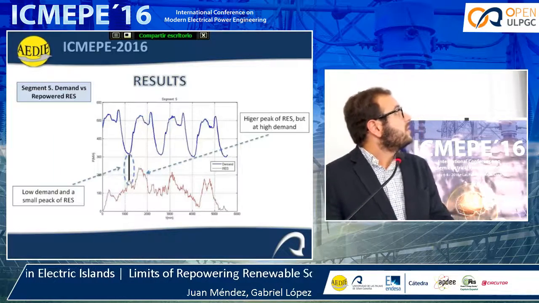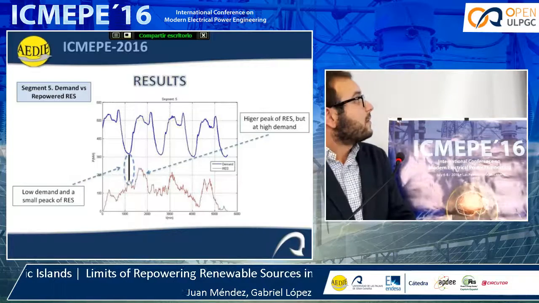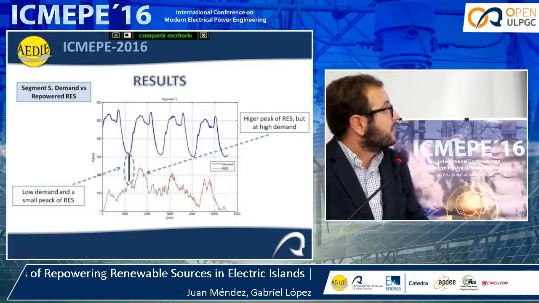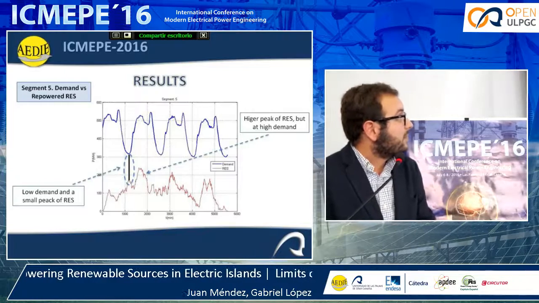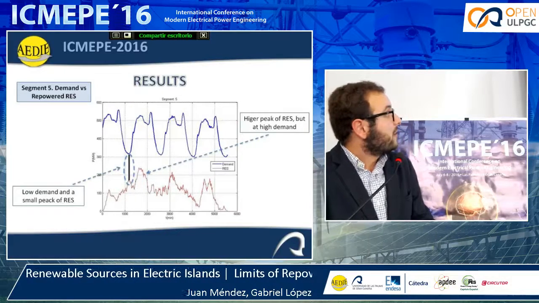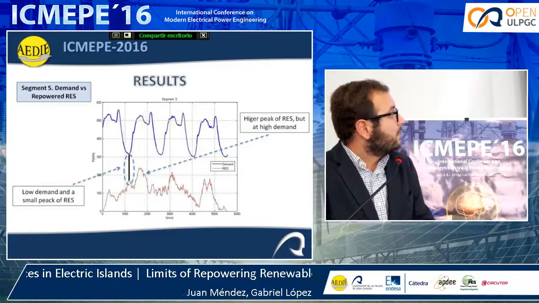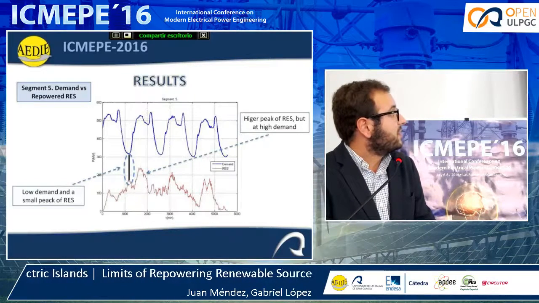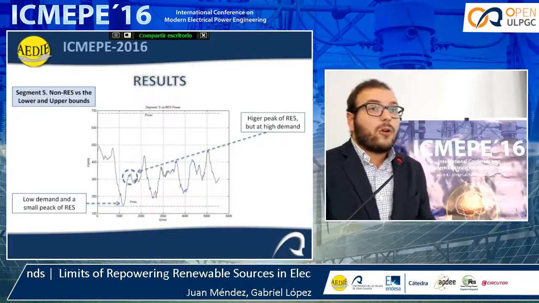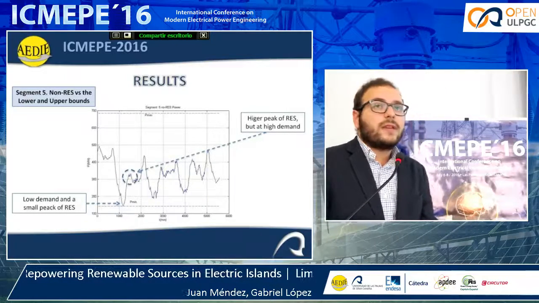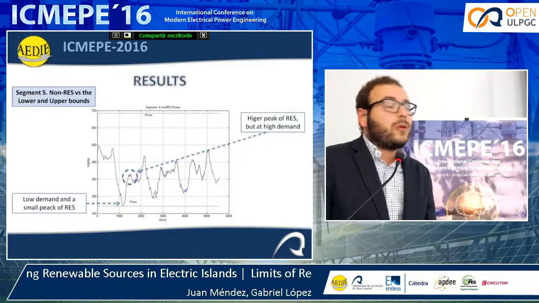One of the results, segment 5, is represented in this graphic. The blue line represents the demand, and the red line represents the power of the renewable energies. The fault was produced at this point, where the demand is decreasing and the power of the renewable energies is increasing. The reason for the failure was that the fossil sources could not reduce their power below the minimum power limit.